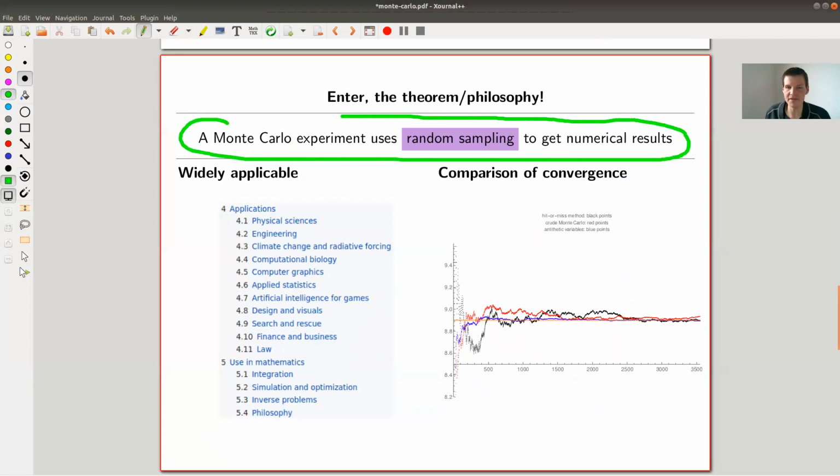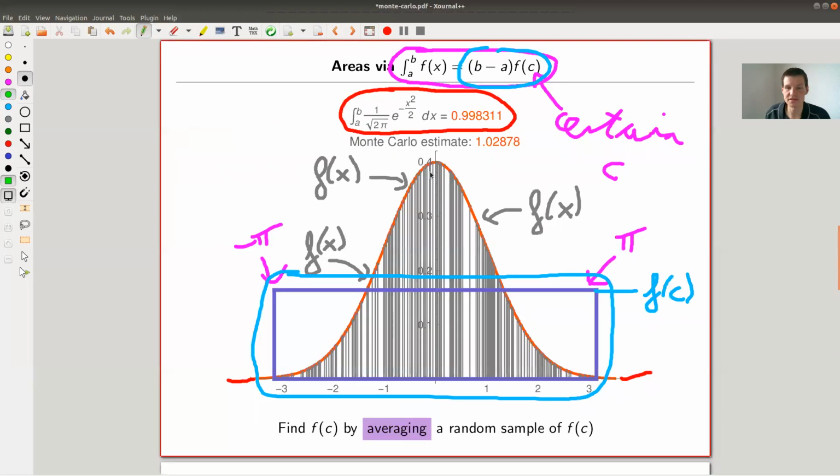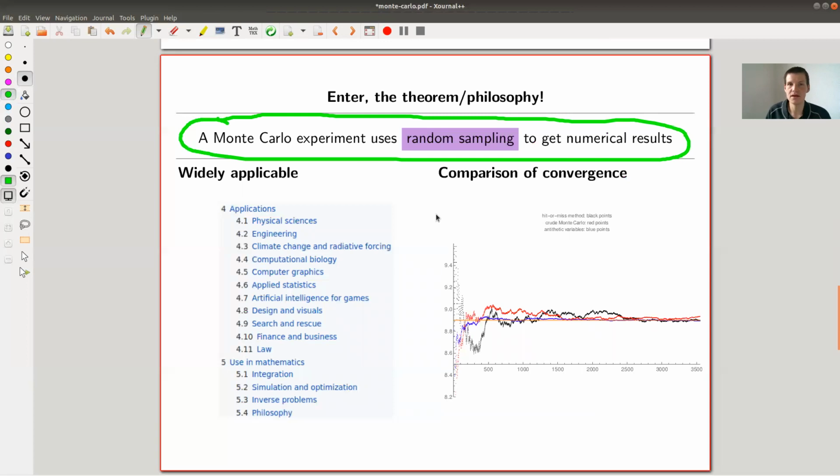Just something random, some random sampling, throwing random needles randomly on the floor, or the shotgun method, right? Or the dart method, whatever you want to call it. Just throw darts at a square and count how many darts hit the circle, or like in this example, choose randomly some points and average over those points. And this philosophy is just so ridiculously useful.